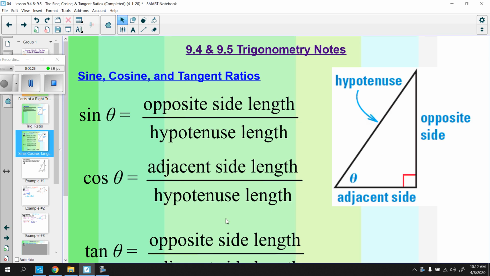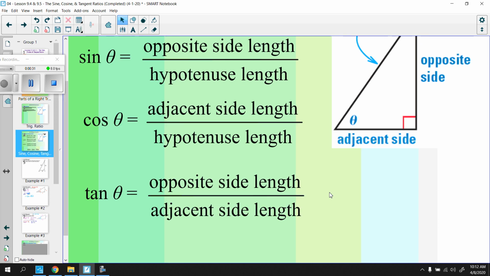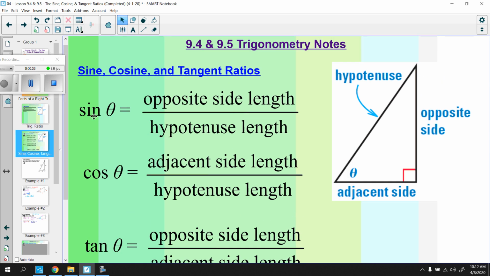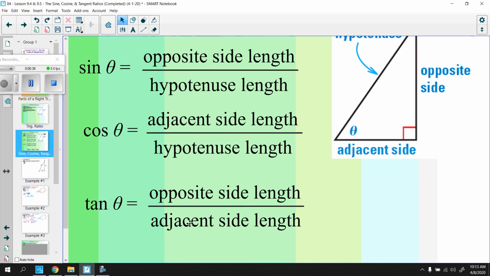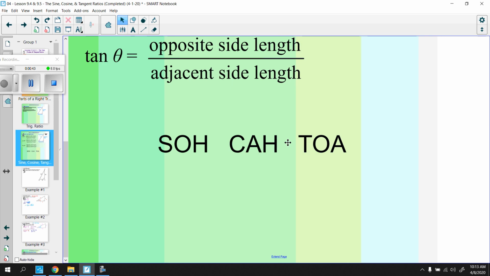But basically everything was centered on this idea of SOHCAHTOA: sine, cosine, tangent, and the ratio of side lengths in triangles. Sine was opposite length over hypotenuse length, cosine adjacent over hypotenuse, and tangent opposite over adjacent. We were using a silly phrase to remember what goes with what.